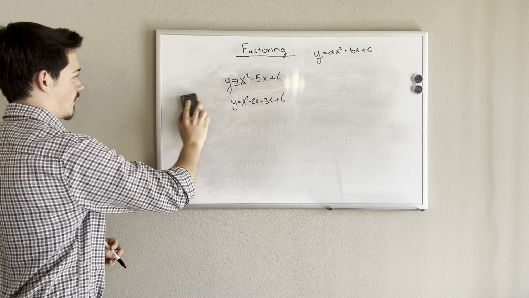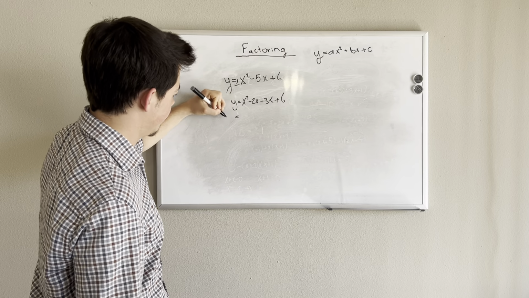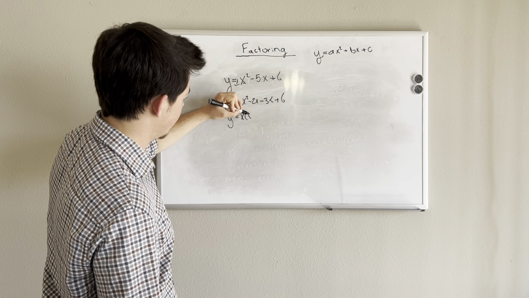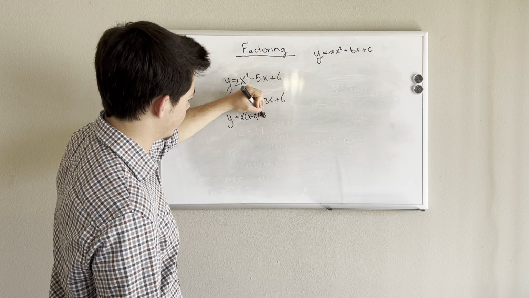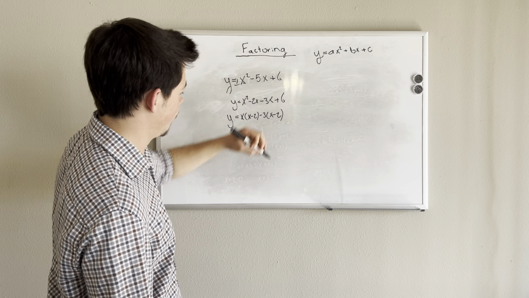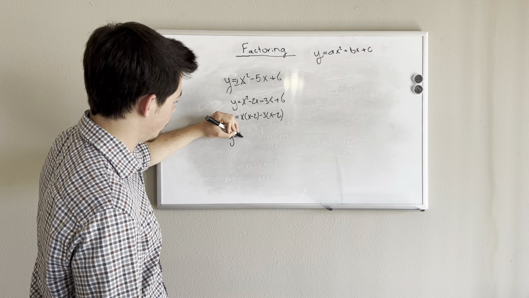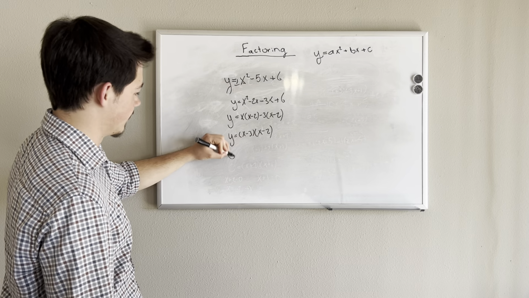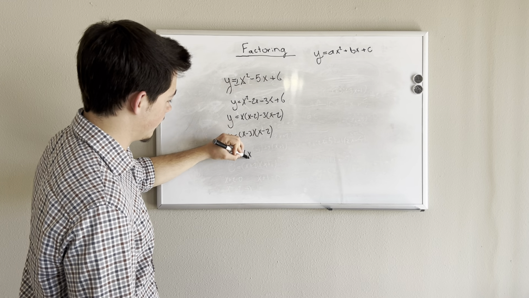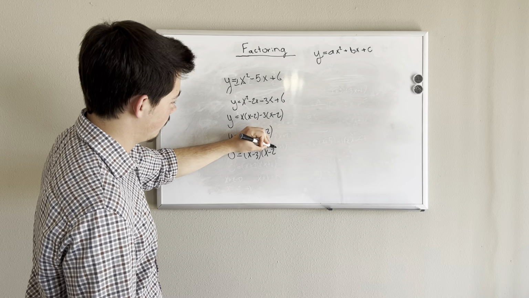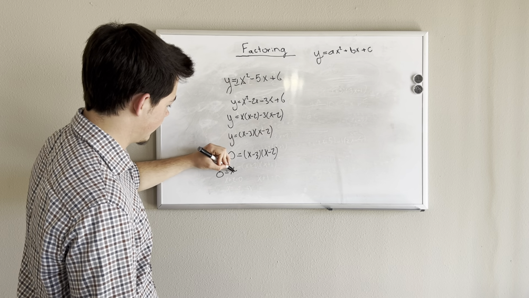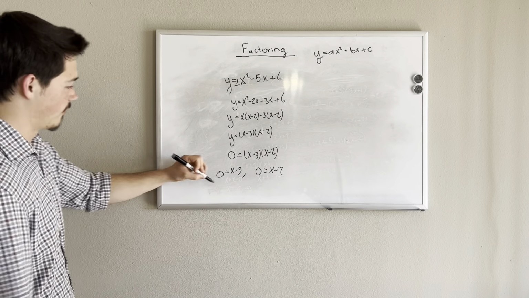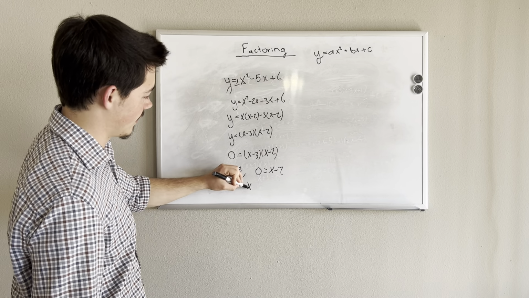And we'll begin doing our grouping once again. And we'll go ahead and move through this a little more quickly. So we'll have x times x minus 2 and minus 3 times x minus 2. Group these together. Y is equal to x minus 3, x minus 2. And then we can set that equal to 0 and get our roots here. So 0 is equal to x minus 3, 0 is equal to x minus 2. And then we can finally solve for our roots, which are x equal to 3 and x is equal to 2.